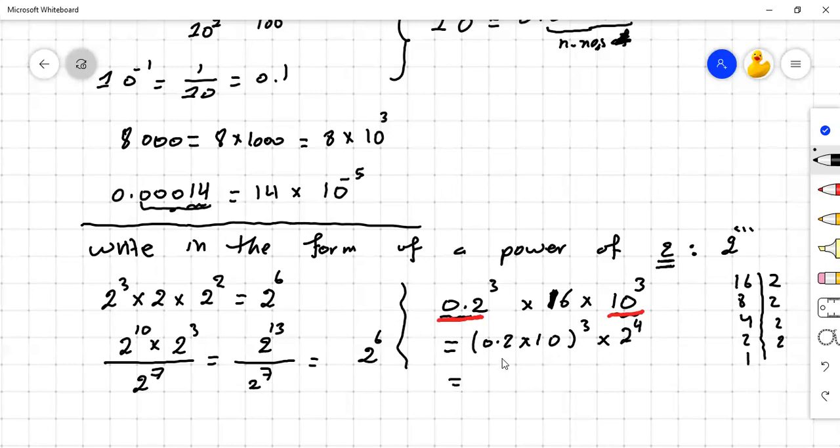And it's equal to 0.2 times 10 is 2 exponent 3 times 2 exponent 4. And here we have two powers of the same base. We can add the exponents, which is equal to 3 plus 4, equal to 7.